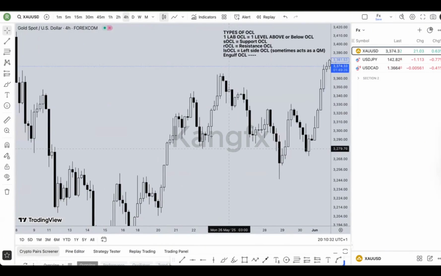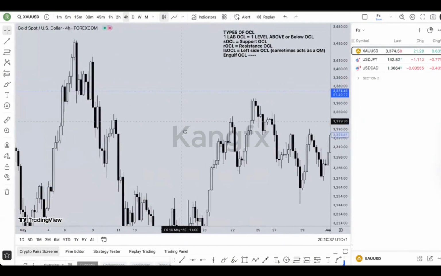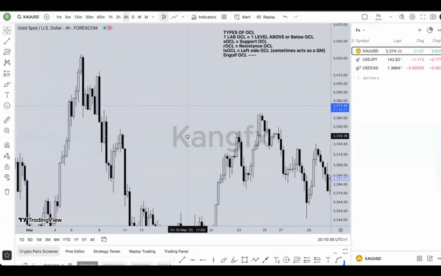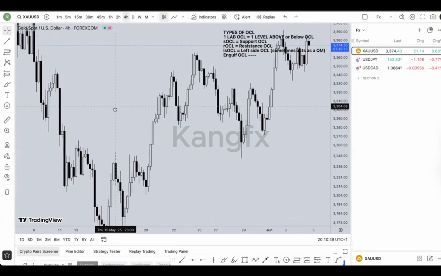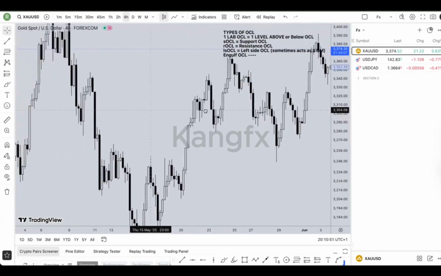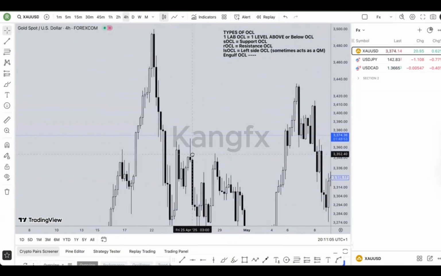So if I want to look for one LS OCL, these are OCL that act as QM. Remember, they act as QM. Doesn't mean they are QM. So let's look for one, because that kind of OCL is always hard to see. Those OCL are OCL that are broken twice.